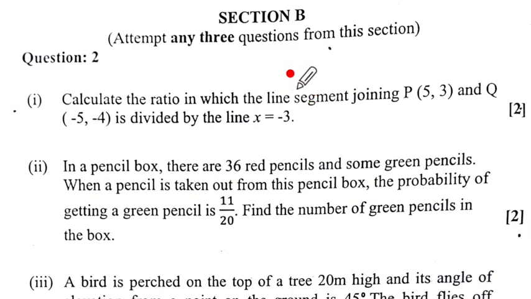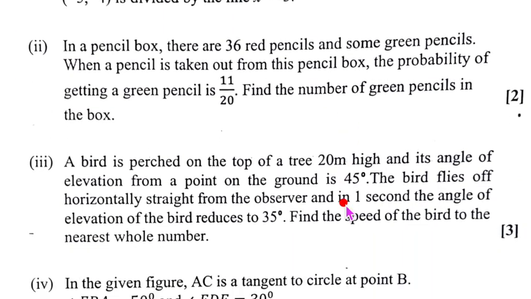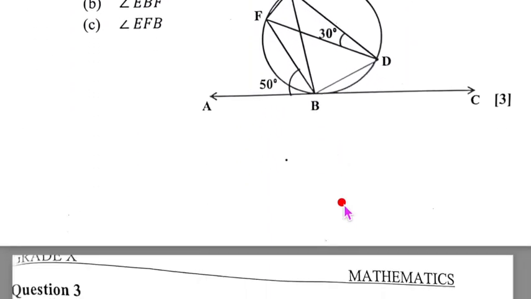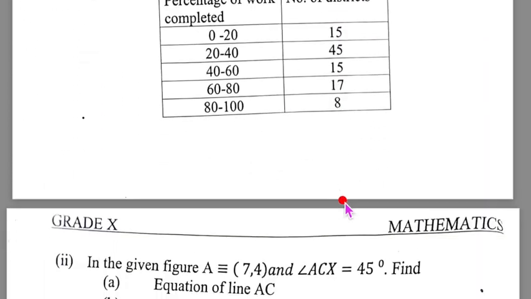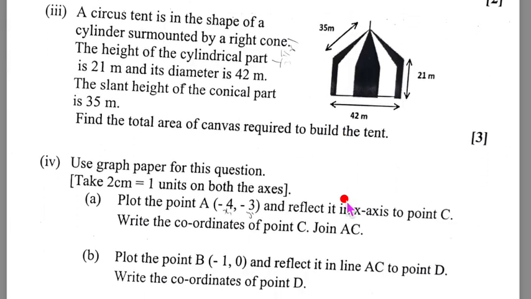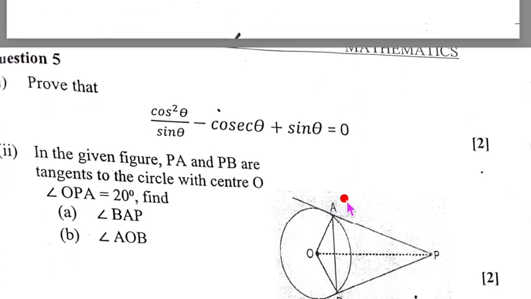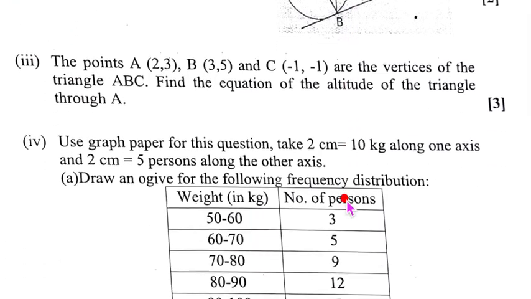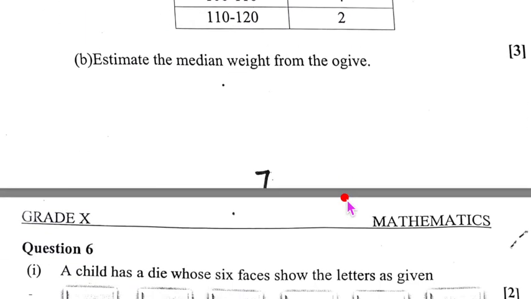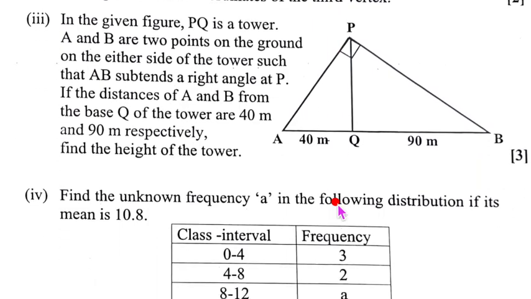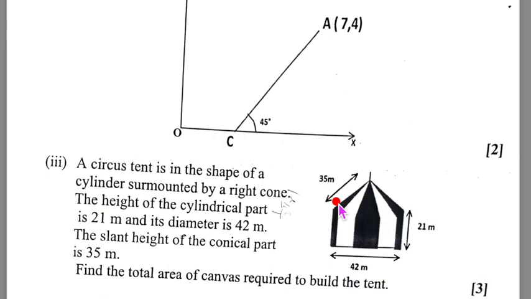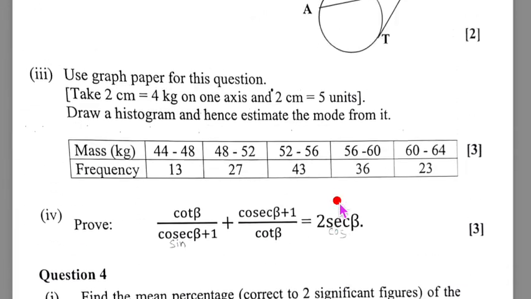Now, this is the paper of a reputed school, and from this section B, we have to solve any 3 questions. I'm going to solve question 2, question 3, and question 6, just so that you will have some idea about how to think when you are under pressure. So let us now look at our question number 2 and let us see how we solve these questions.